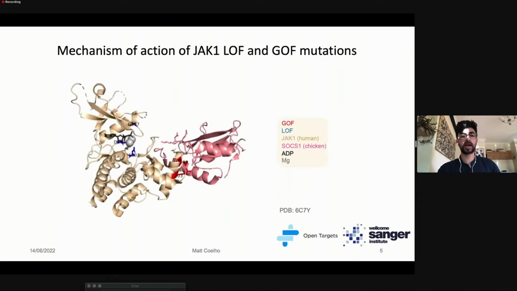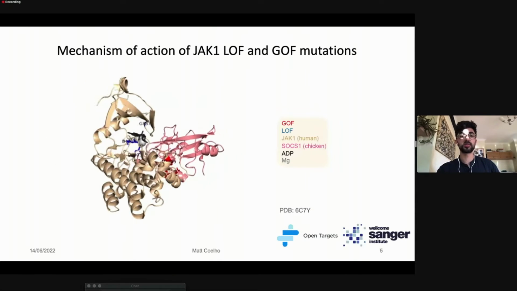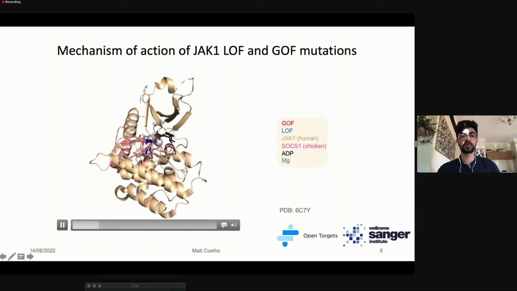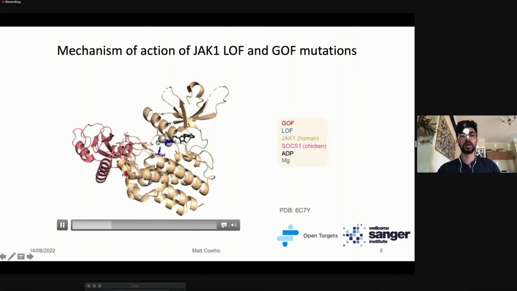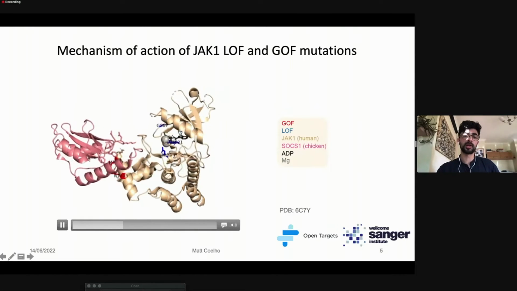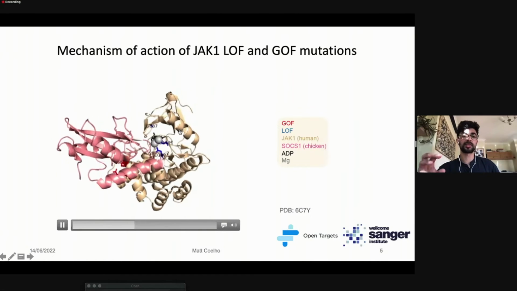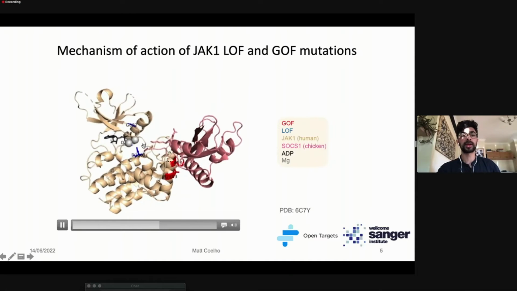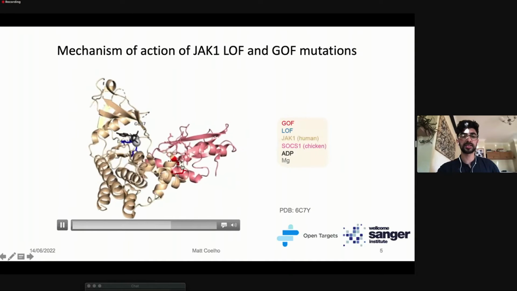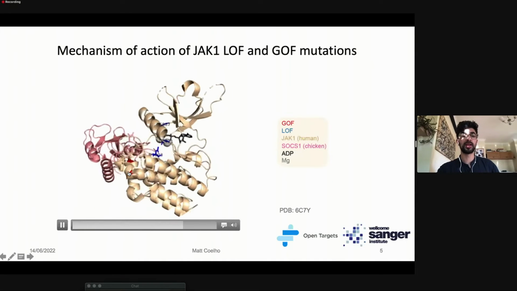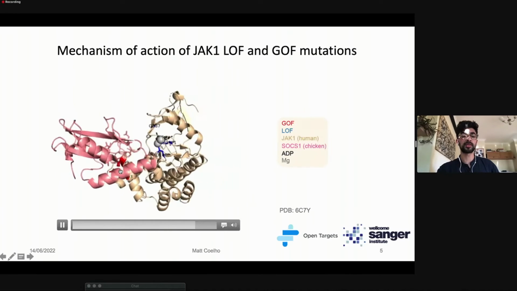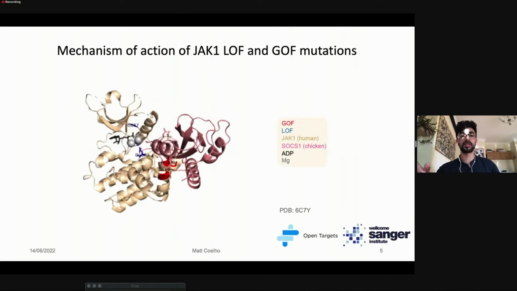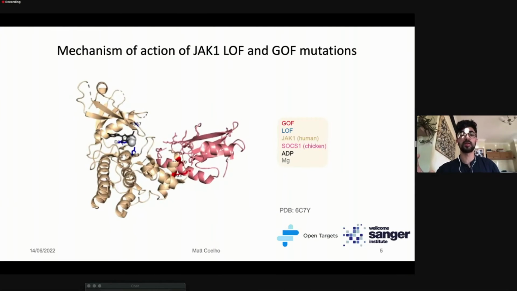And how did the mechanism of action work for some of these missense variants, which we've defined? So for example, some of the blue ones in JAK1, loss of function, are surrounding the kinase active site, and ADP and magnesium. And interestingly, we found a gain of function site here in red, which actually disrupts the protein-protein interaction interface, which is known with the negative regulator SOCS1.